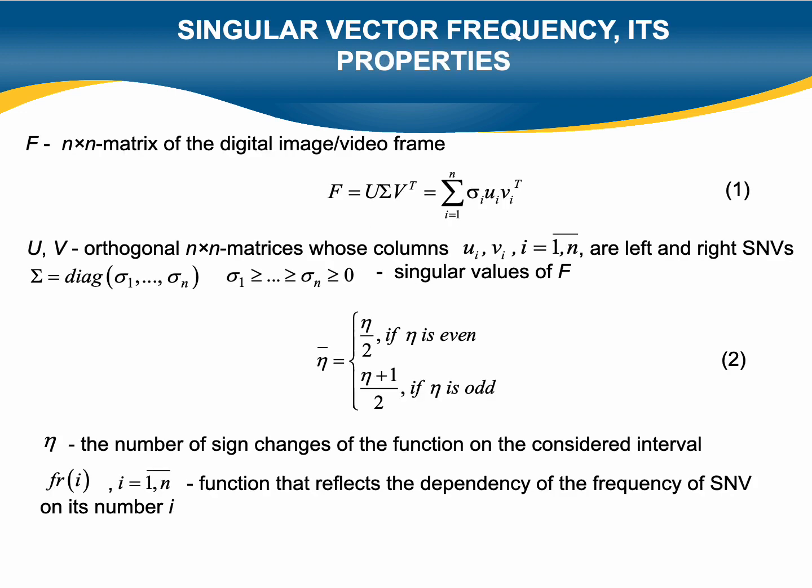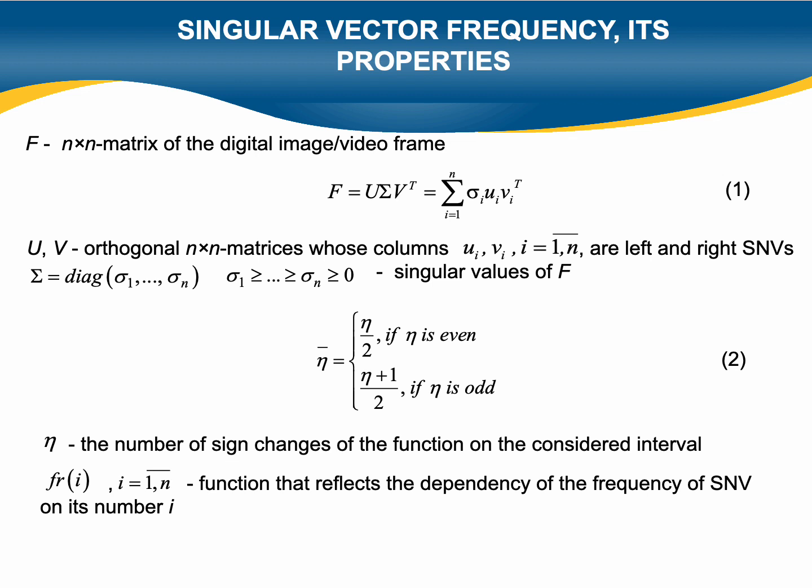Let F be an n by n matrix of the digital image video frame. Equation 1 defines the normal singular value decomposition of F. The SNV, u_i or v_i, the elements of which within the SNV approach are considered as the values of some discrete function on the interval from 1 to n, is associated with a quantitative characteristic which is the frequency eta, defined as in equation 2. Let us define Fr as a function that reflects the dependency of the frequency of SNV, u_i, v_i, on its number i.